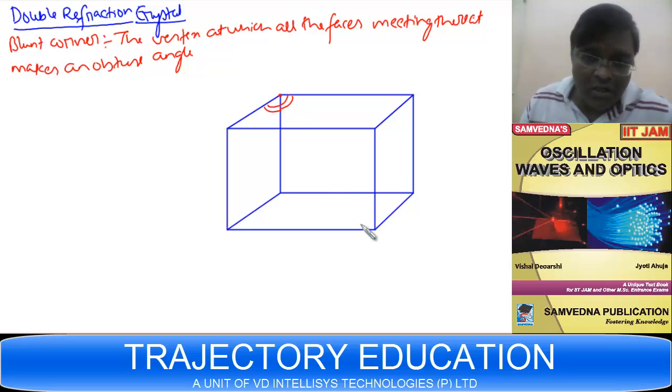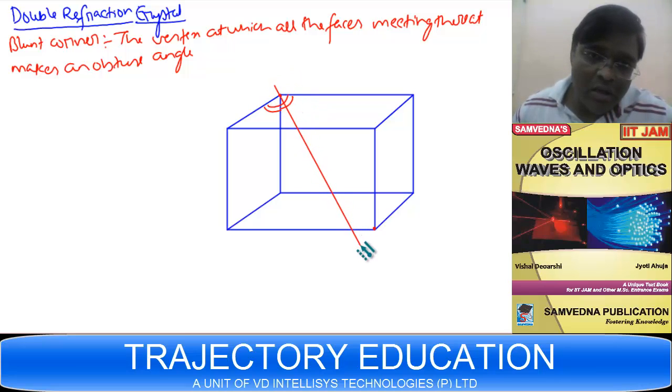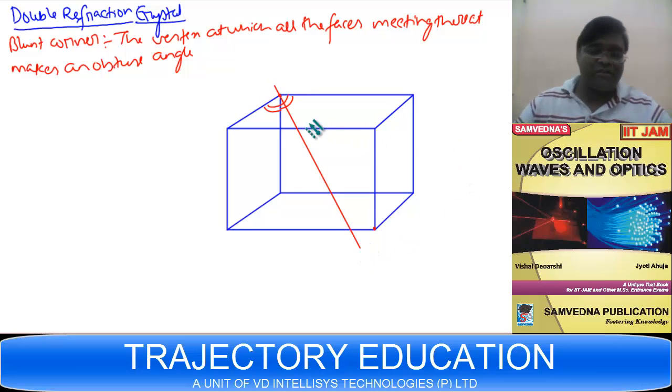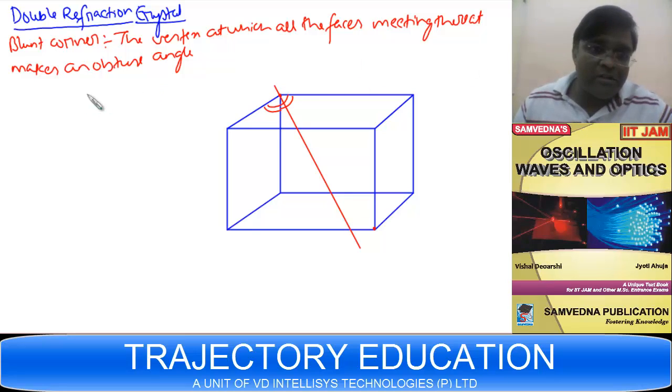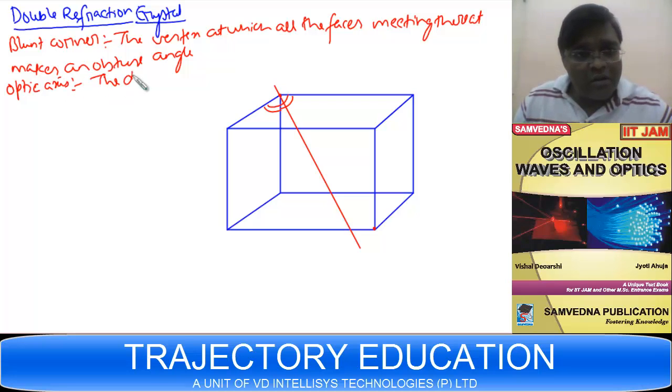Now, we have two blunt corners. If this is a blunt corner, this will also be a blunt corner. Now you draw a line passing through this blunt corner and making equal angle with all the three faces. The direction shown by this line is called the optic axis. So I write the definition. That's extremely important.